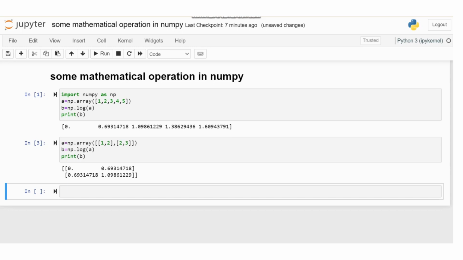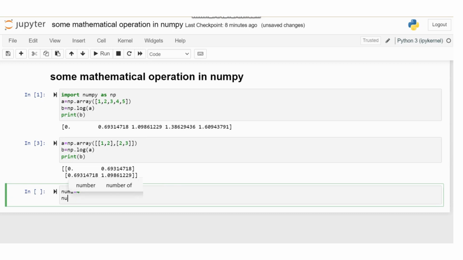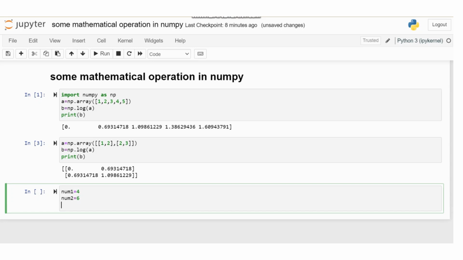Another operation in NumPy is LCM, meaning lowest common multiple. It is the smallest number that is a common multiple of two numbers. Calculate the LCM of two numbers. The first variable is 4 and the second variable is, suppose, 6.